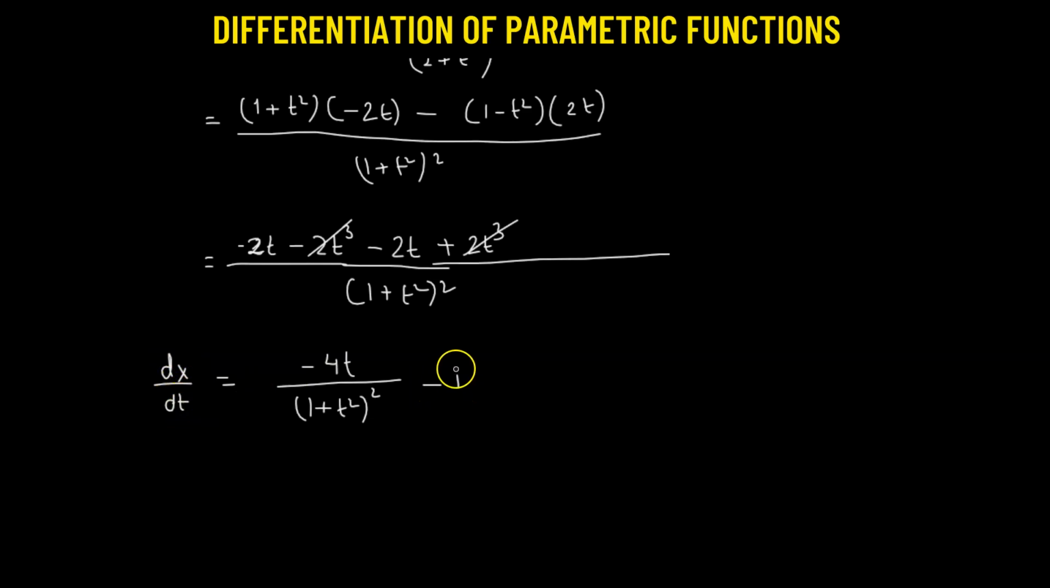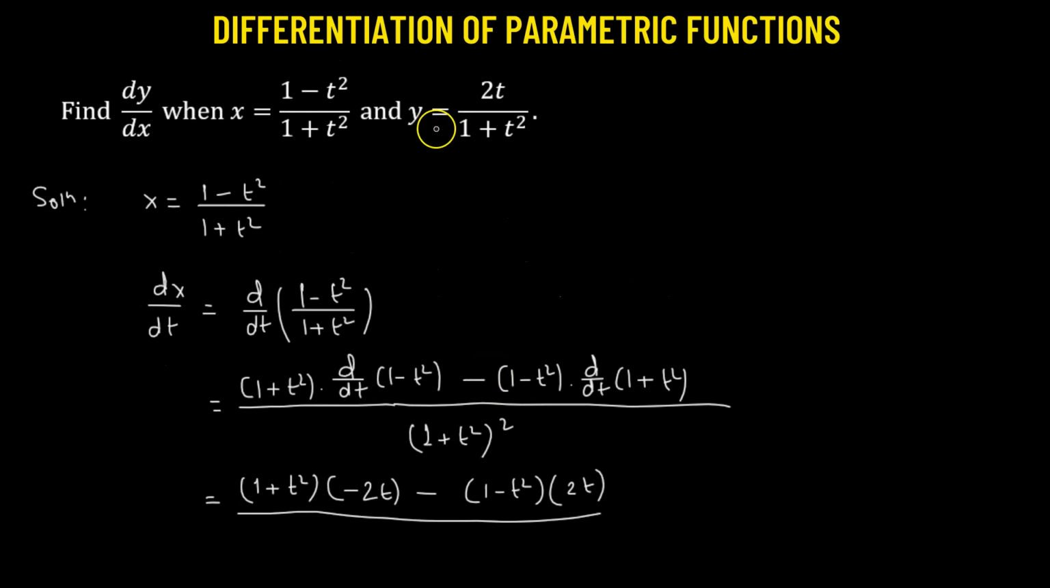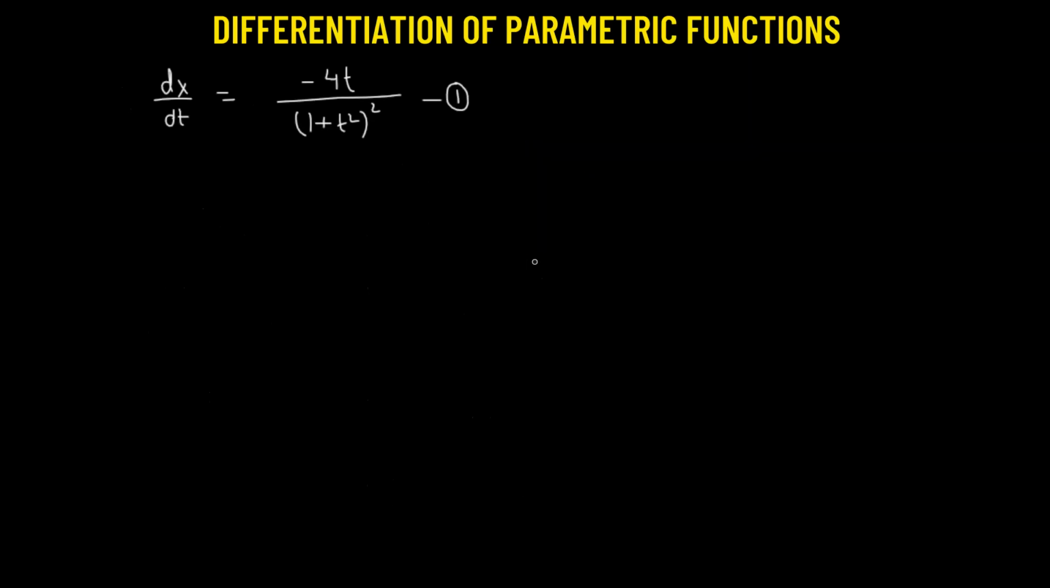We're going to label this as number 1. Next, we'll begin with our function y, which is given by 2t over 1 plus t squared. So let's write it down. We have y equals 2t divided by 1 plus t squared.